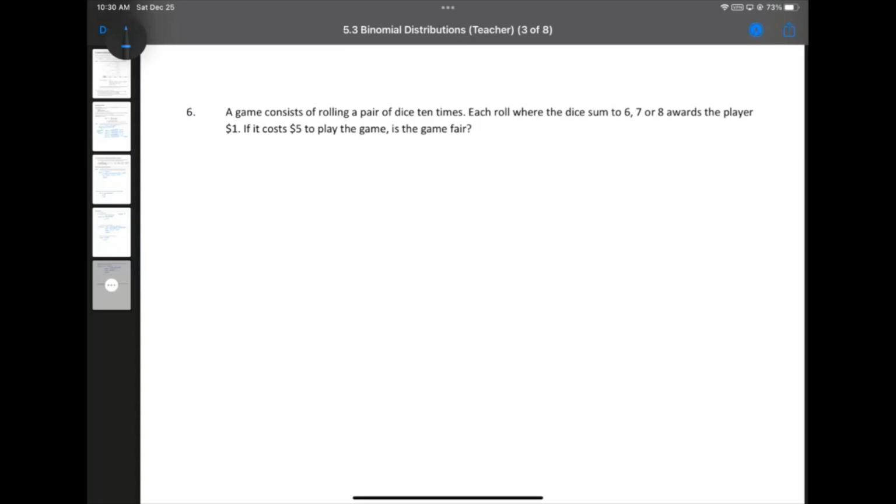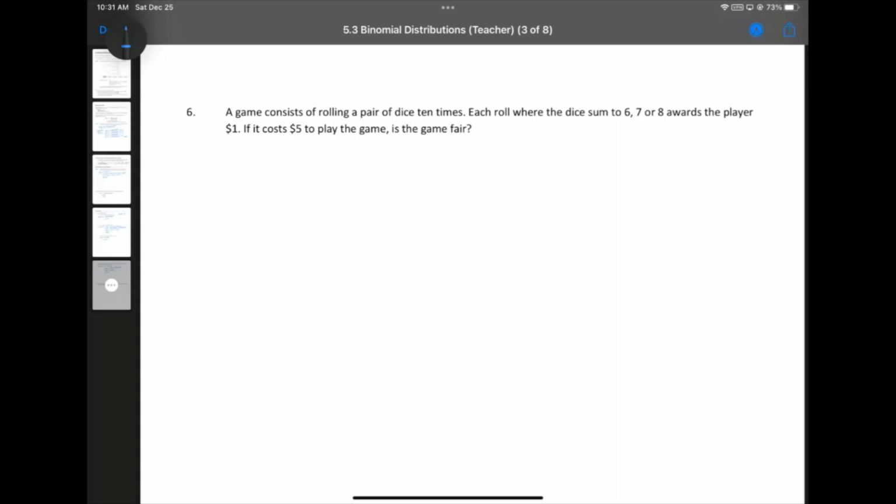Okay, before we get too far, let's unpack that last part. We already saw that a fair game means that the amount you win on average, the expected amount of winnings, should equal the amount that it costs to play. So really what this is saying, despite the fact that it's not saying it, is figure out what the expected winnings are and then see if it's equal to $5 or not. That's really what the question is asking.